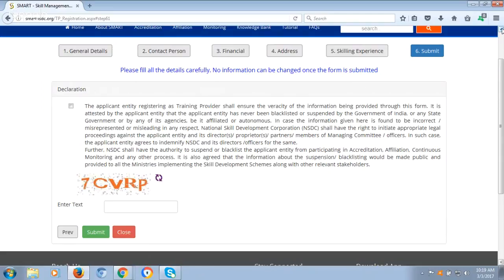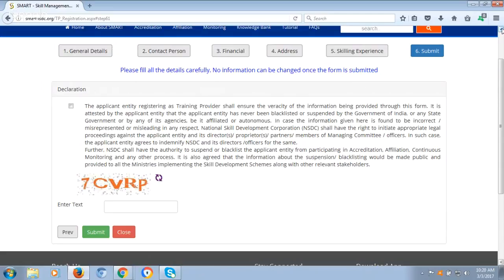Again, you are making a declaration. This is as we used to give an affidavit. It is an affidavit by the institute. The applicant entity registering shall ensure the veracity of the information being provided through this form. It is stated by the applicant entity that the applicant entity has never been blacklisted or suspended by the Government of India or any state government or by any of its agencies, be it registered or autonomous. In case information given here is found to be incorrect, misrepresented, or misleading in any respect, National Skill Development Corporation shall have the right to initiate appropriate legal proceedings against the applicant entity and its directors, proprietors. In such cases, the applicant entity agrees to indemnify NSDC and its directors, officers of the same.